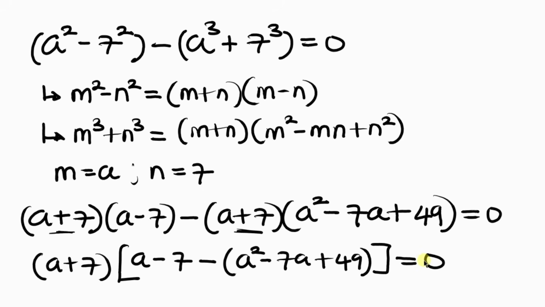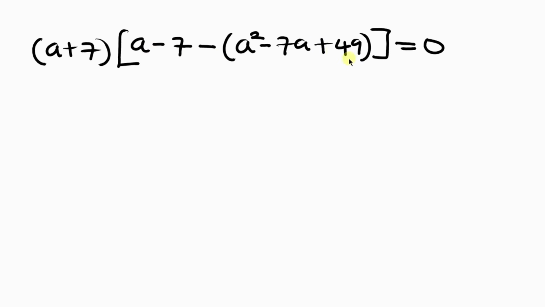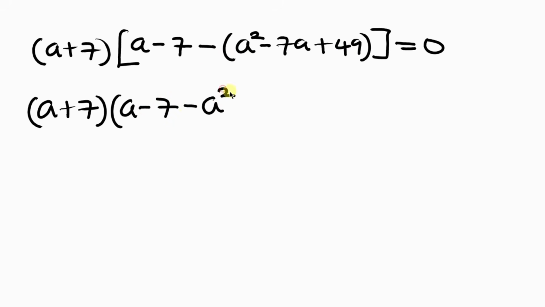Very good. So let's simplify what's inside this bracket. So a plus 7 times, this is a minus 7. Now using this negative to open up the inside parentheses, we have minus a squared. Minus times minus is plus 7a.